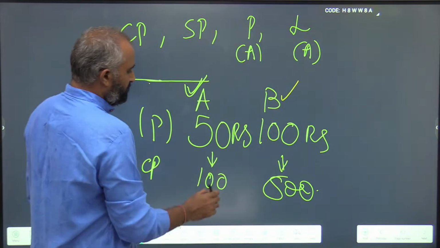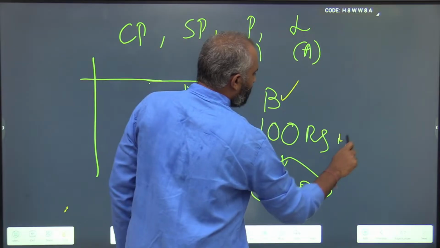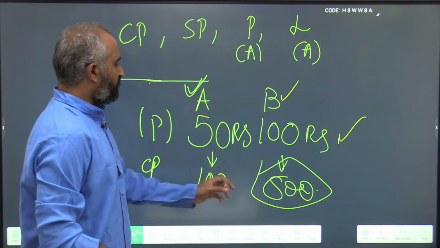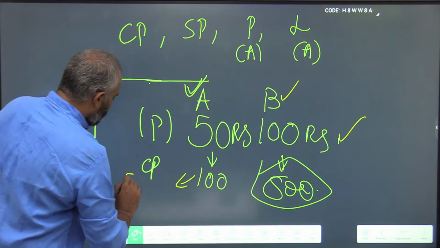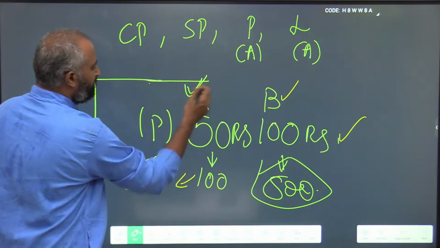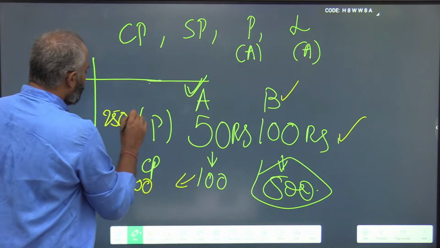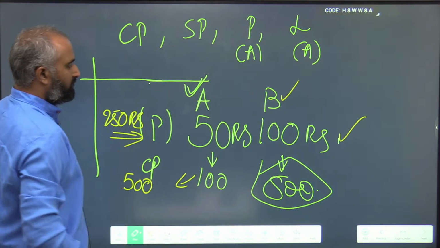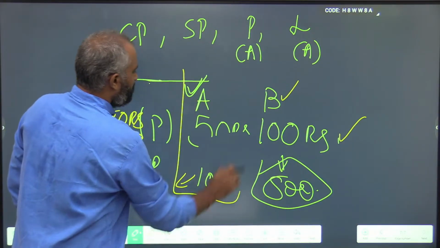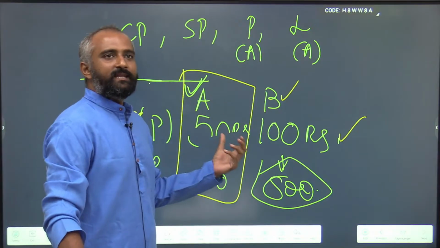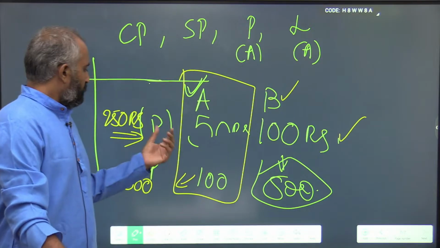Why A? You see, for a cost of 500, you are getting only 100 rupees profit. But for the same 500, if you sell article A, how much will you get? You are going to get 250 rupees as a profit. So selling which article is better for us? It is definitely A. Have you observed the change in answer?